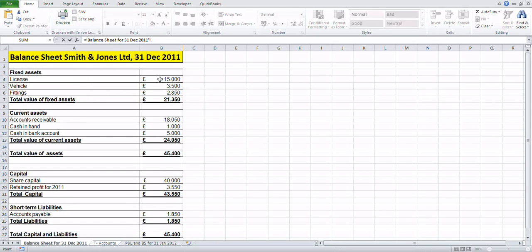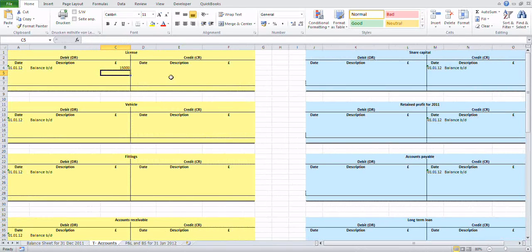The license value, since it's the license account, click on the cell. This moving frame indicates that this has been selected now for a formula. Press enter and you can see that the value has been taken directly from the previous year's balance sheet.